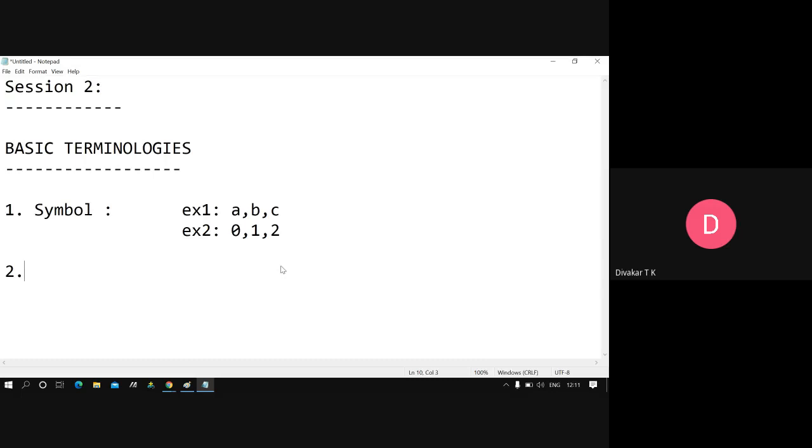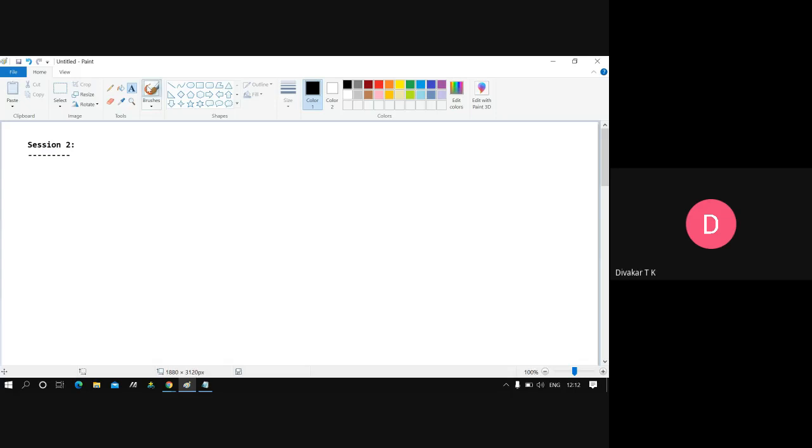Now the next terminology we are talking about is alphabet. Alphabet here does not mean A, B, C, D. Now I'll tell you the clear meaning of what an alphabet is. Alphabet is denoted by sigma. Sigma is this symbol. This is sigma, guys. Note it somewhere. So we denote alphabet in TOC by sigma.